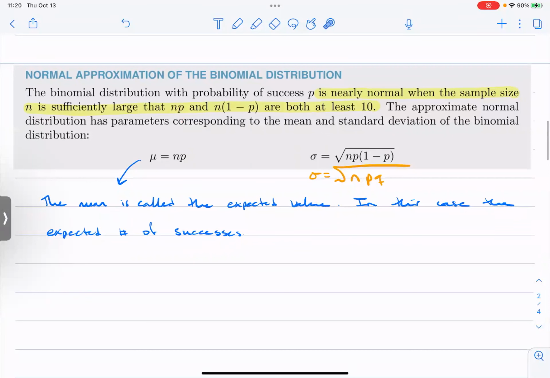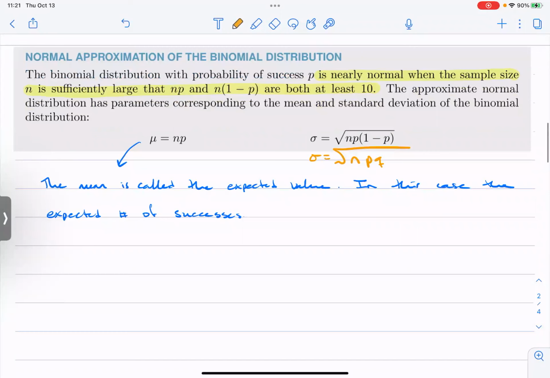The idea here is that if your p or your q is really, really small, so if the probability of success or vice versa, failure, it doesn't matter, is really small, you would need a large sample size to make up for that, to be able to see a success. If the probability of success is 0.0001, then you're going to need a really, really large sample size in order to get 10 expected successes. Otherwise, there's nothing really to go off of. So that's why we have that in place.